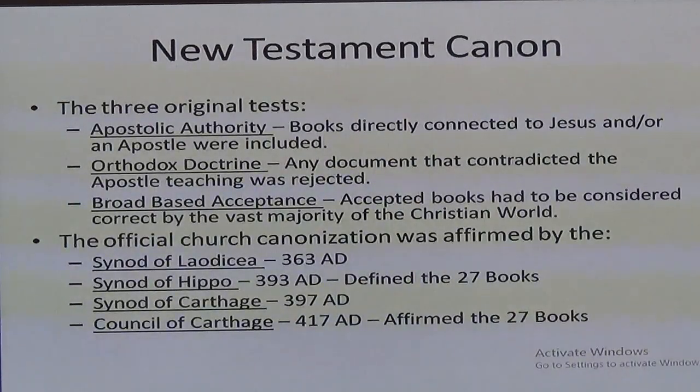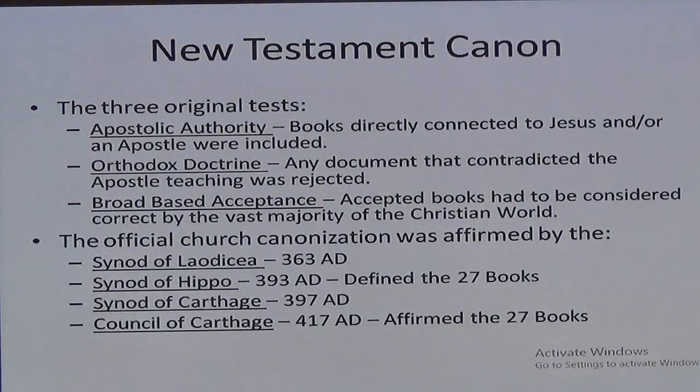Then there's broad-based acceptance. The other part of it is, remember, they started churches all over the place, and as long as all the Christians in the world said that this sounds good to us, that was the third test. So when you went through all three of those tests, they narrowed it down, okay?